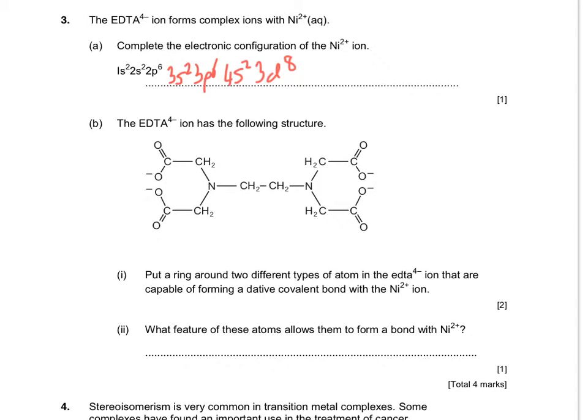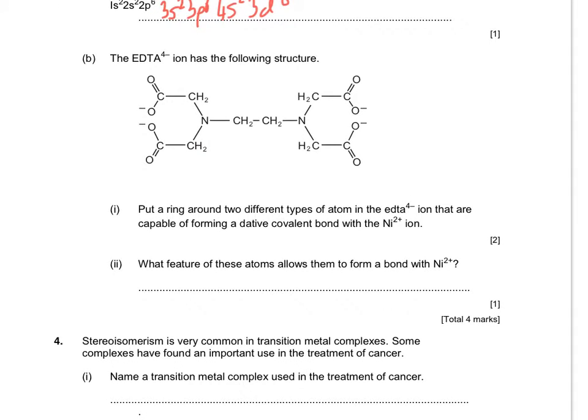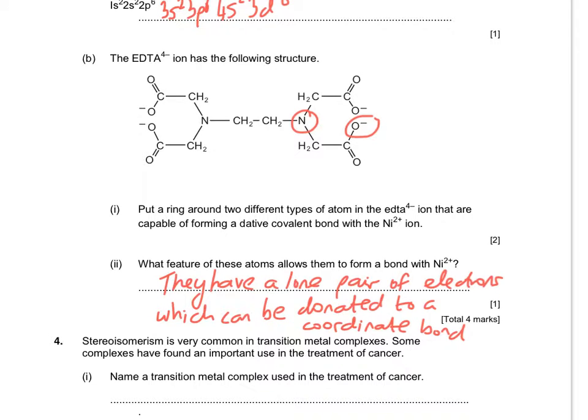So let's move the page down a bit more to see the rest of that question. It gives us the structure of the EDTA4- ion, and it wants us to put a ring around two different types of atom that are capable of forming a dative covalent bond with the Ni2+ ion. Both the nitrogen and the oxygen have a lone pair of electrons which can be donated to a coordinate bond.